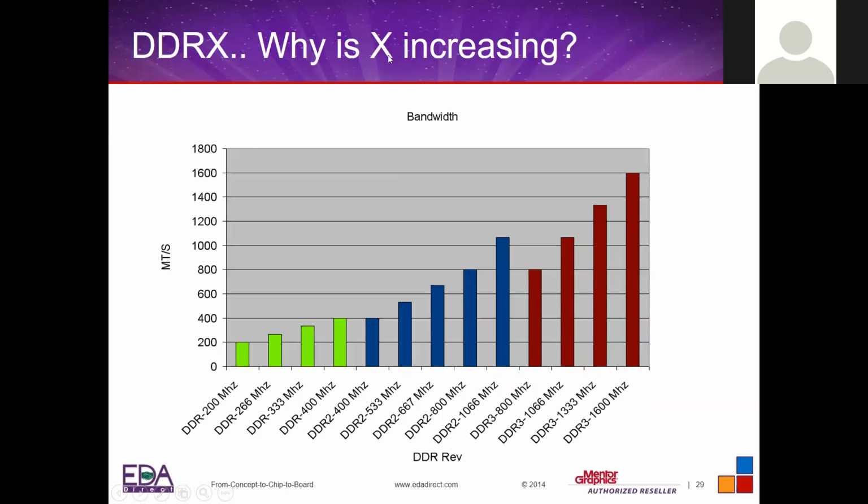So DDRx, why is X increasing? We are talking about DDR, DDR2, DDR3, and now DDR4, and there's low power version, so LPDDR, LPDDR2, 3, and 4. So the clock speed increases. Okay, this one does not have DDR4, but that's okay. We know it runs at 24 mega transfer per second. So clock speed increase to give you more bandwidth. Okay, that is a demand. Memory subsystem is always a bottleneck in terms of bandwidth.